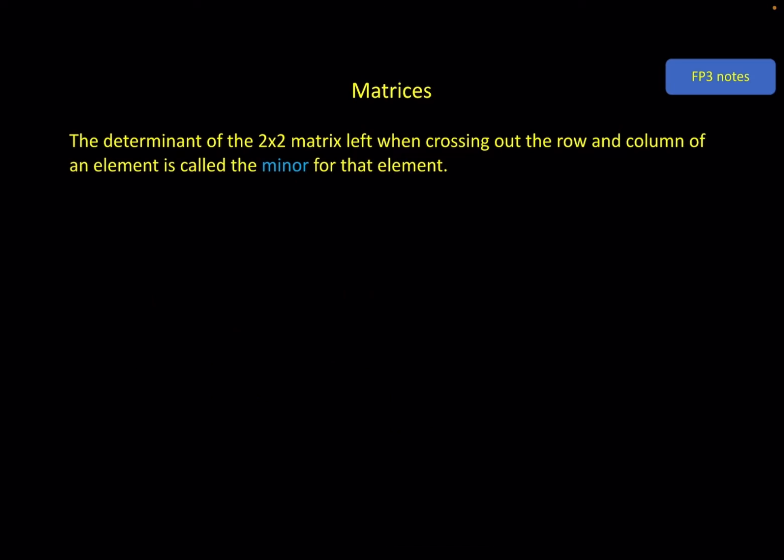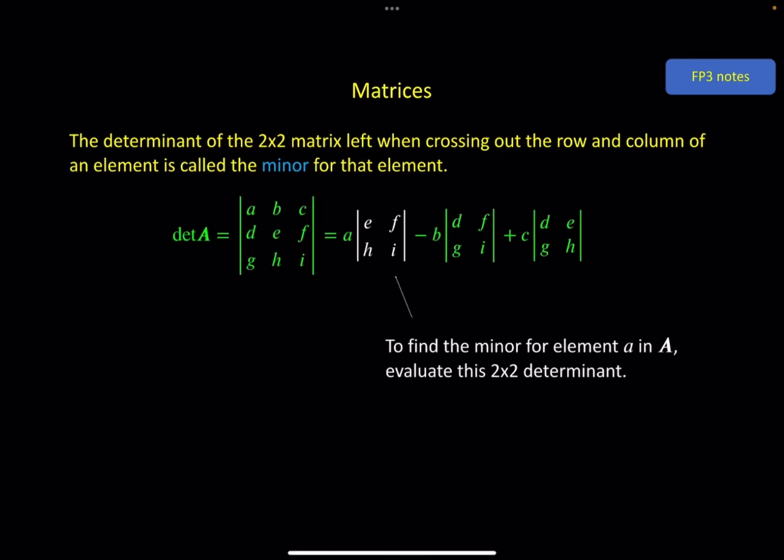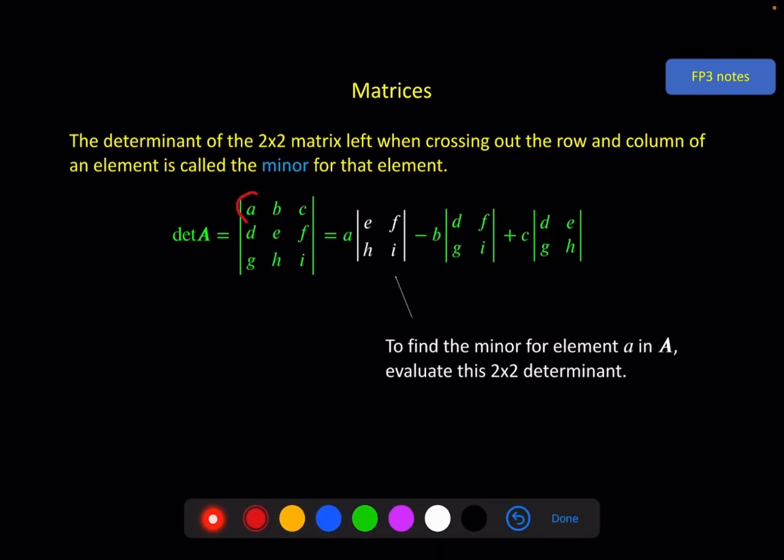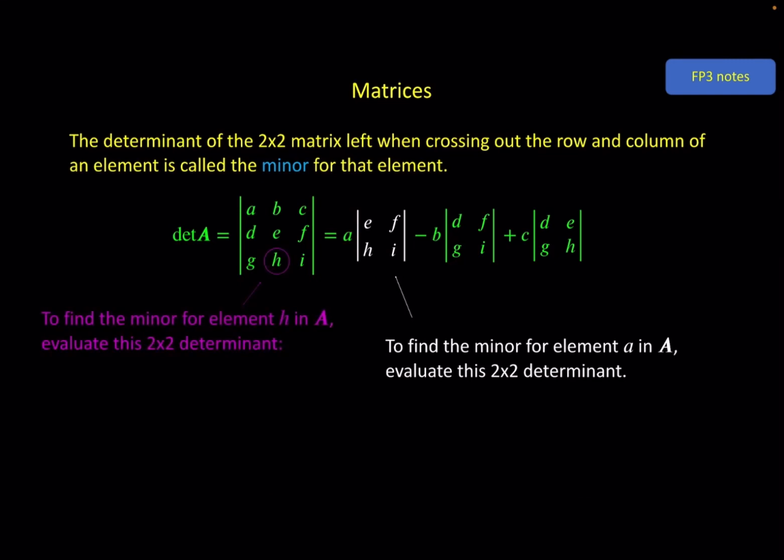We need to know this thing called a minor, and that is what we've already been using. It's a 2x2 determinant left when you cross out the row and column of the element you're looking at. So we've been using this because the determinant of a 3x3 matrix uses these. So the element A here, the minor of that element is the determinant of E, F, H, I. And we've used the top 3 elements and the minors of each of those elements. But you can do this with any of those elements.